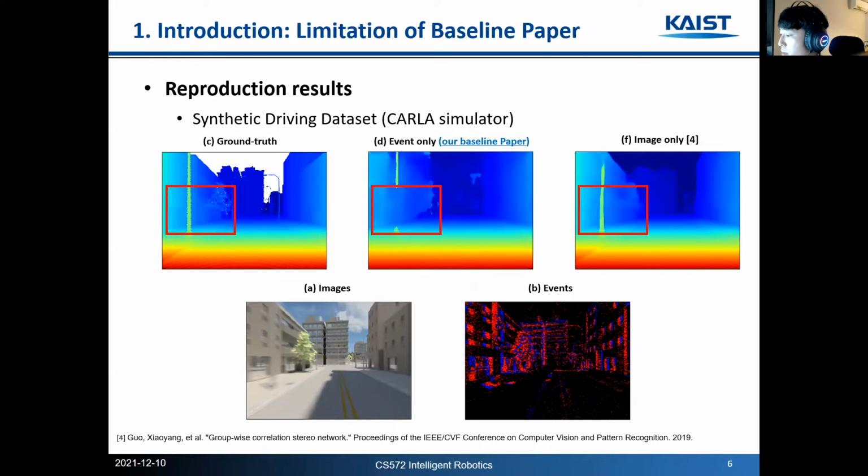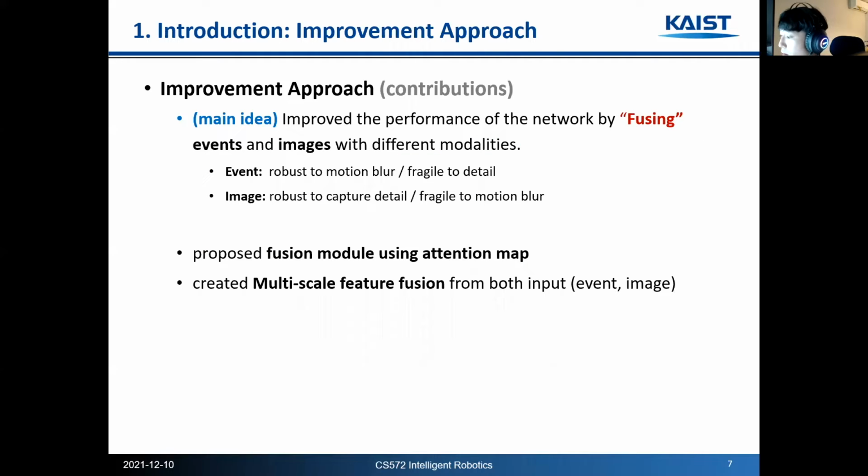The most important problem is that detailed information is missed, as you can see in the top middle figure. This is because event information is sparse compared to an image. Furthermore, the image-only based method is very vulnerable to motion blur. To solve the problem of our baseline paper, we proposed a method of fusing event and image with complementary characteristics. For that, we developed the attention map for our fusion model. Also, for efficient fusion, we created the multi-scale feature fusion method.